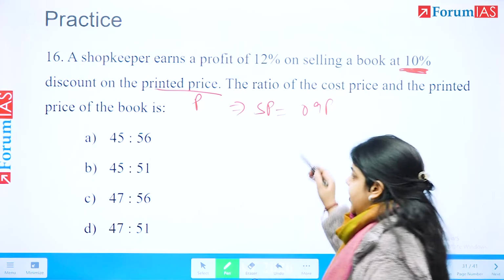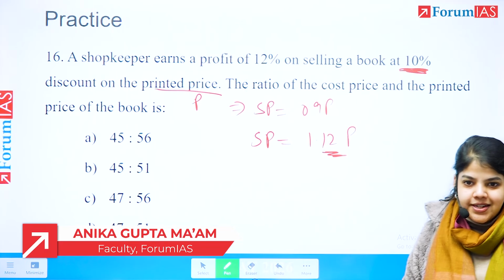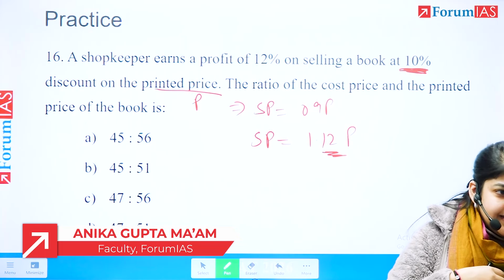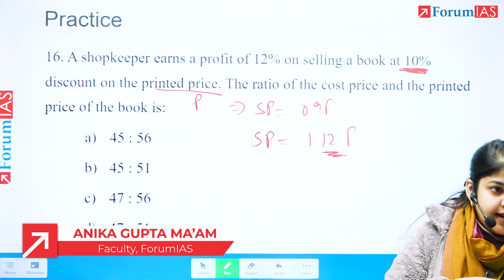आई होप दिस इज गुड. The profit is always in the context of the cost price. So selling price is equal to 1.12 P. But selling price क्या थी, 0.9. Oh, P नहीं, cost price. हाँ वो I wrote CP. हाँ 1.12 CP. ये cost price के context में है.